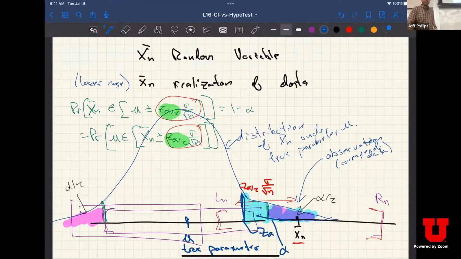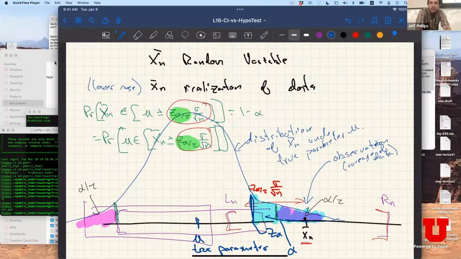So let's look at some examples in R, and hopefully this will also provide another perspective.